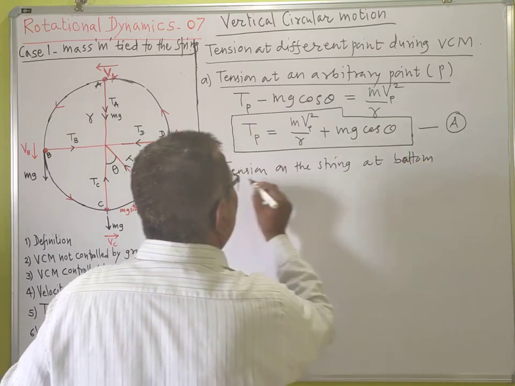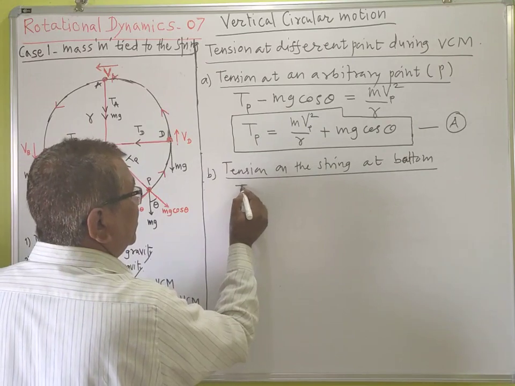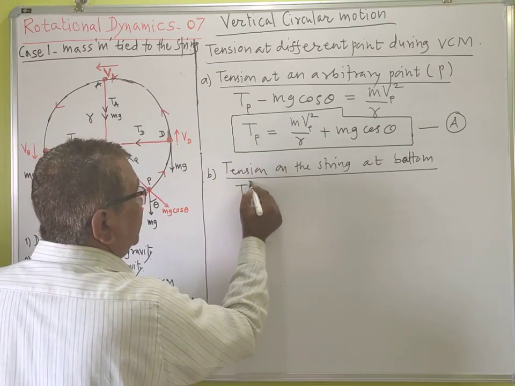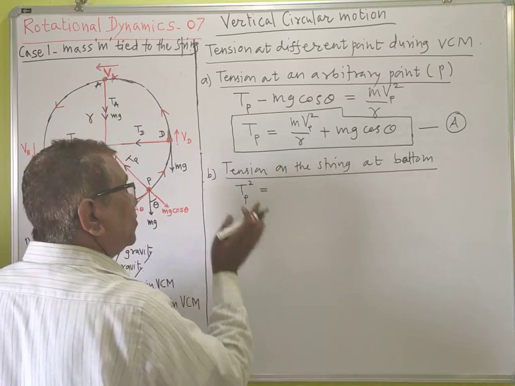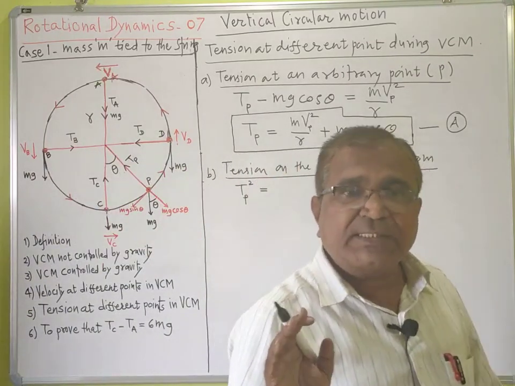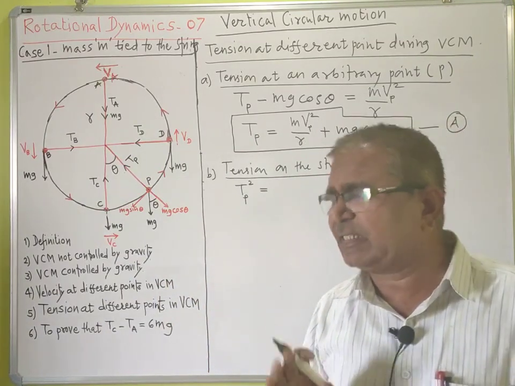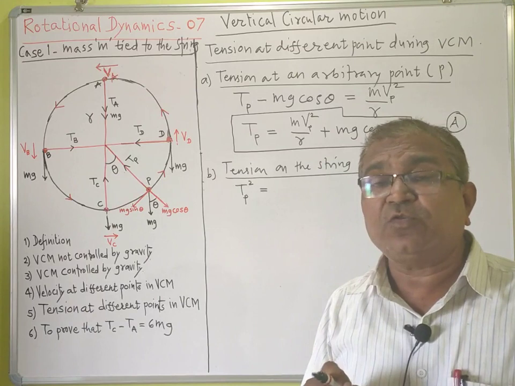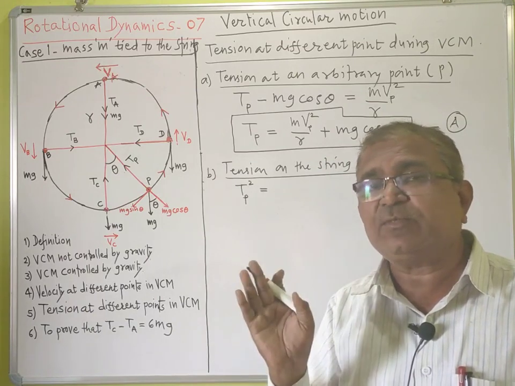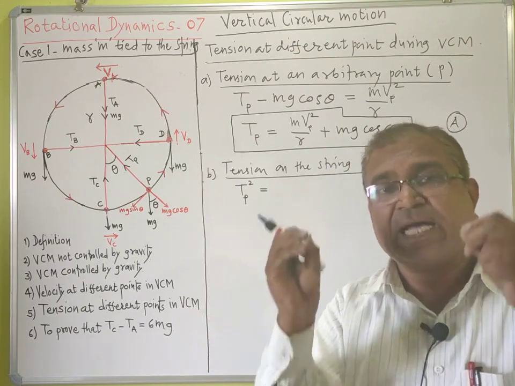What is the tension on the string at the bottom? I will write the general formula again. In your textbook, the method of deriving the tension is different, but I have chosen this method because it is the simplest method, very simple for your understanding. In the textbook, the method is given somewhat differently. Only the method is different, the answer is the same.